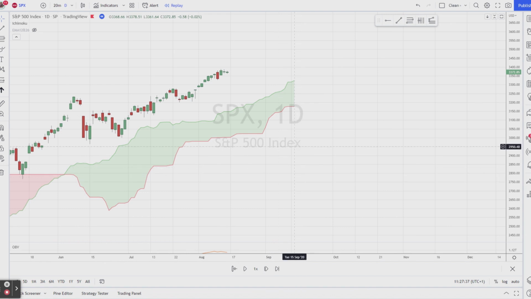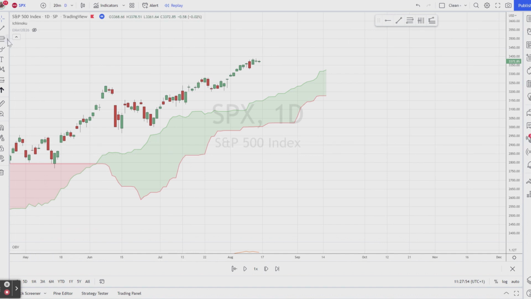This is just an example of how the cloud acts as a support and resistance, and how you can use the Fibonacci retracement to catch this corrective move for an entry.